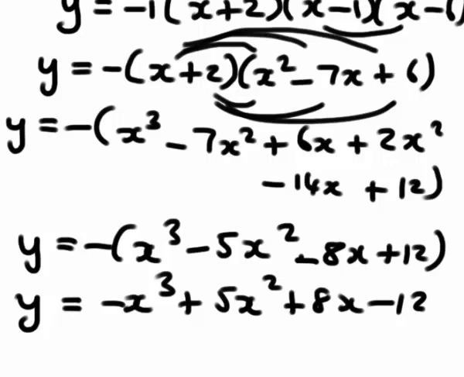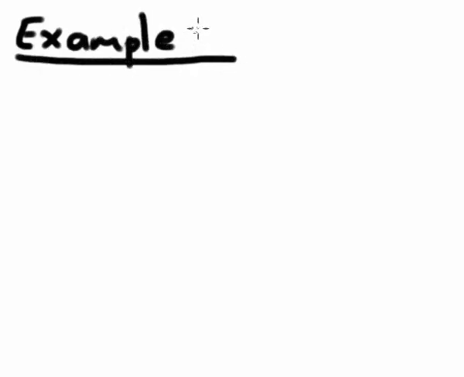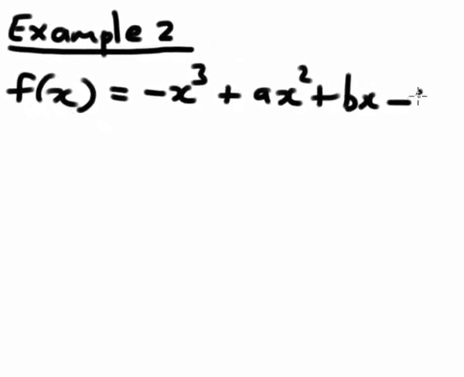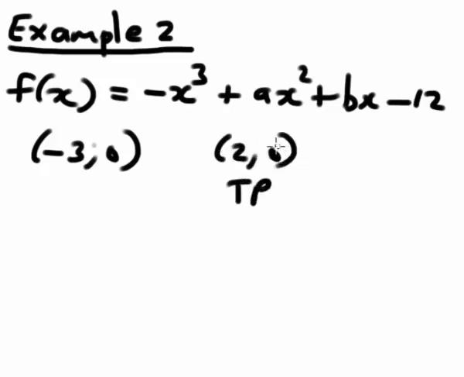Okay, what a pleasure. Let's look at a second example quickly, and we're going to do one where you've got a repeated x-intercept where it has a turning point on the x-axis. If I give you an equation like this, now careful, watch this, it's minus x cubed plus ax squared plus bx, and I say minus 12. And I say to you that this graph passes through (-3, 0) and has a turning point at (2, 0). Determine the values of a and b. What is the equation of the graph?